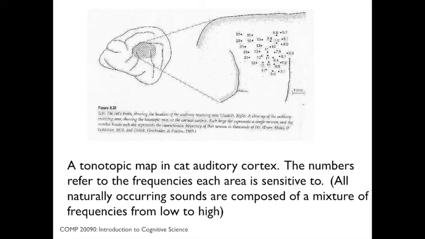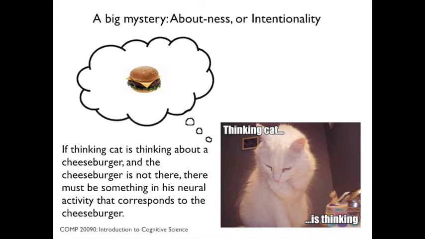That's a way in which what's going on in the sensory surfaces can be related to what's going on in the brain. And in that way, what's going on in the brain is about what's going on in the sensory surfaces. That's one sense of about. It's a very grounded, strong sense of about. We understand it.